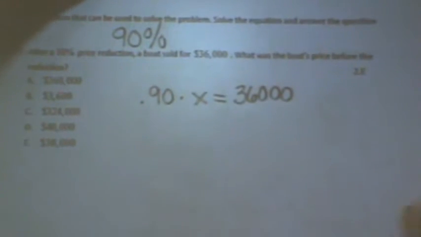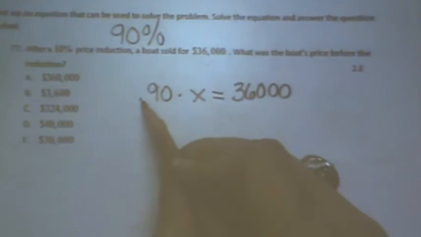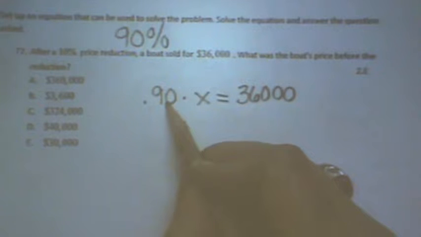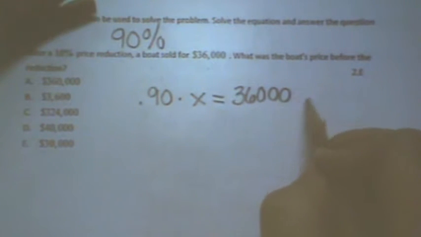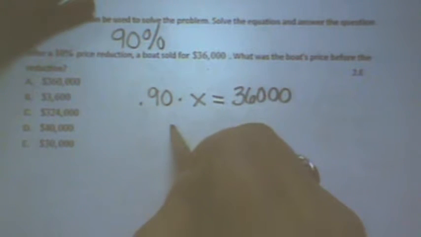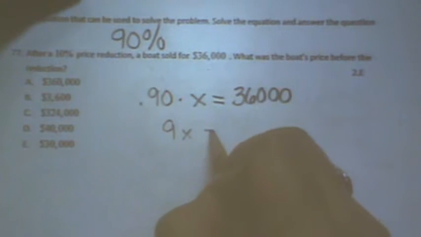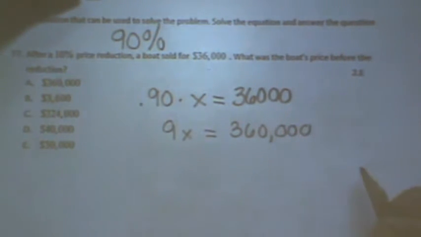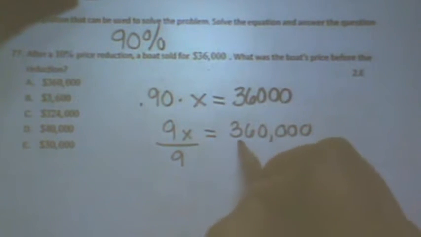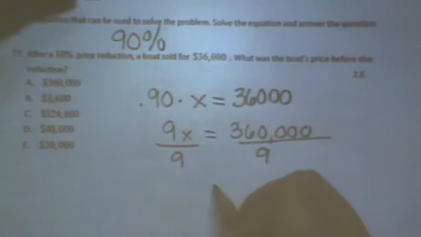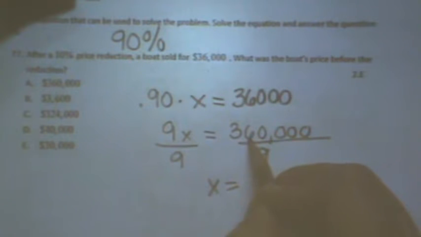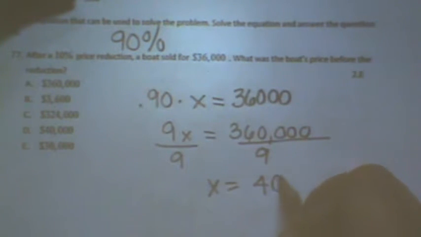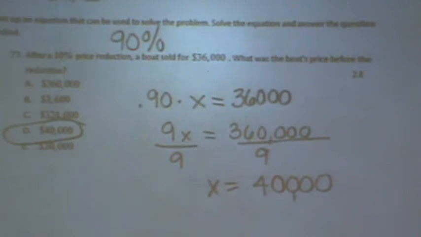How I would solve this one, I don't like to deal with decimals, so I would multiply this side by 10 and add a 0. If you multiply both sides by 10, you get 9x equals 360,000. And that's easy if you divide by 9. 9 goes into 36 4 times with 1, 2, 3, 4 zeros. So the correct answer would be D, 40,000.